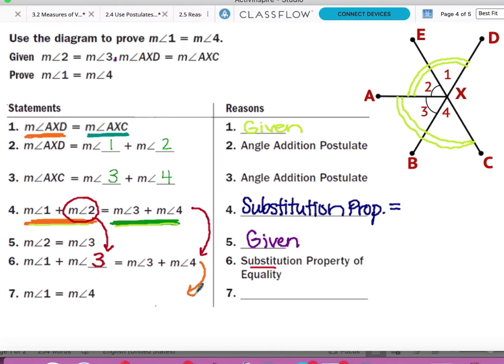Now the final step brings us from that equation to this equation. What is different between equation 6 and equation 7? Hopefully you notice that there's no angle 3s in that final step. Where did the angle 3 go? Since it's an equation, I bet it just got subtracted off of both sides, do you suppose? So to get from 6 to 7, you can use the subtraction property.